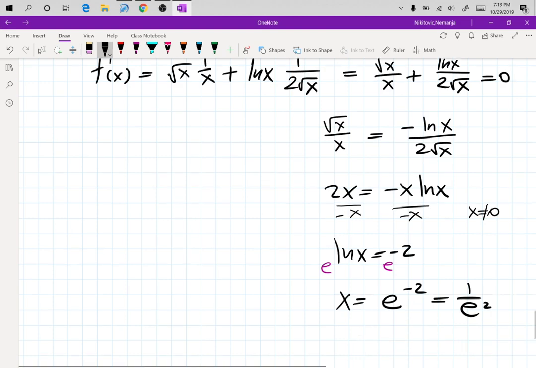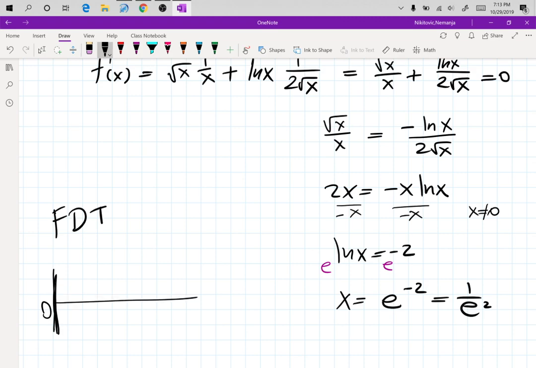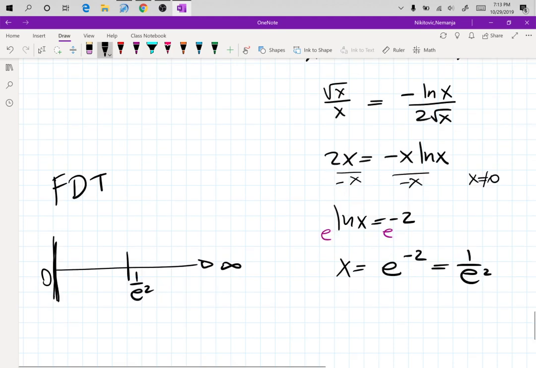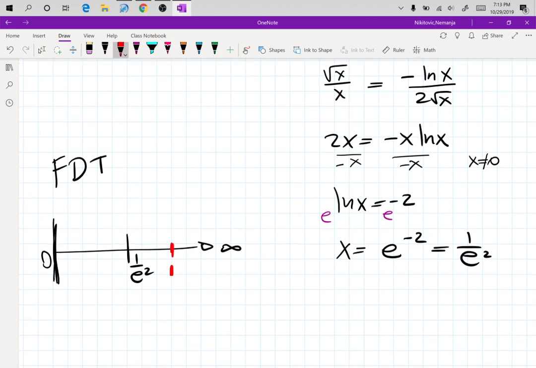You have two partitions, so for the first derivative test, we have two partitions now. We are starting at the brick wall, which is 0, and then we go out, and there is another partition at 1 over e squared, and then we go to infinity. So I have two partitions to worry about. This one over here, we can just say 1 as a test point. That's easy. Now, the one in here is trickier.